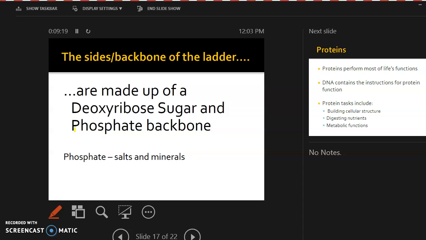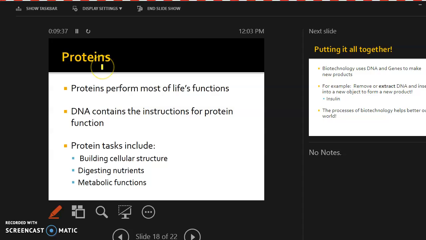The sides, the backbone of the ladder, are made up of sugar and phosphate. So all you have to know is the sides and the backbone of the ladder are made up of sugar and phosphate. Okay, that's all you need to know there. And then proteins. Okay, proteins perform most of life's functions. DNA contains the instructions for proteins. So DNA contains the instructions for protein function. And then protein tasks include, just pick 2, okay? Protein tasks include building cellular structure, digesting nutrients, and metabolic functions.